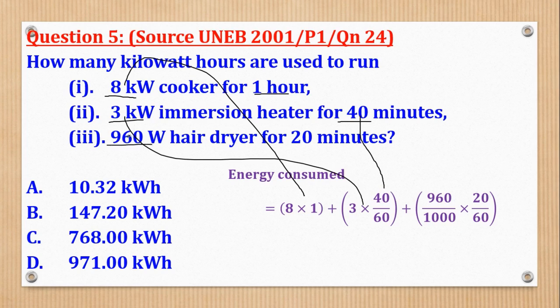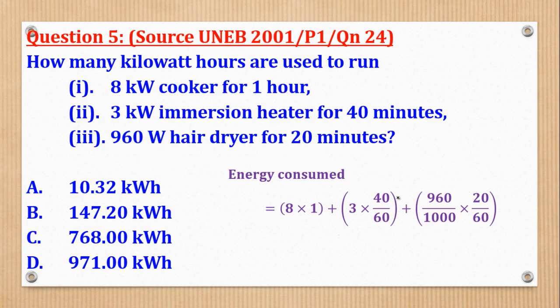Then 960 watts for 20 minutes. This has to be in kilowatts, so you divide by 1000 to make it kilowatt. And this 20 convert to hours by dividing by 60. Then when I add, I'll come up with this, and that will be the answer.